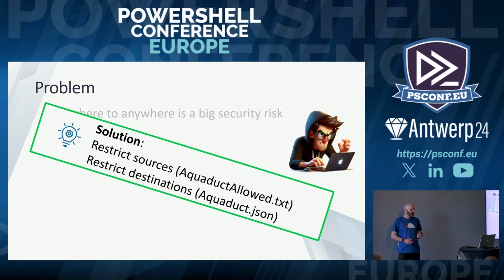And with that, we restricted the sources and we restricted the destinations. The sources by placing one single text file on a source repository. So when Aqueduct wants to synchronize something from a repository, it checks for this file. We call it aqueduct_allowed.txt. In the TXT, it's just some end user text saying don't remove this. Look here for documentation about this project. But without that file, Aqueduct will not synchronize.